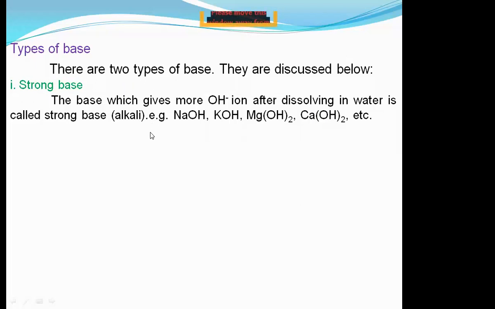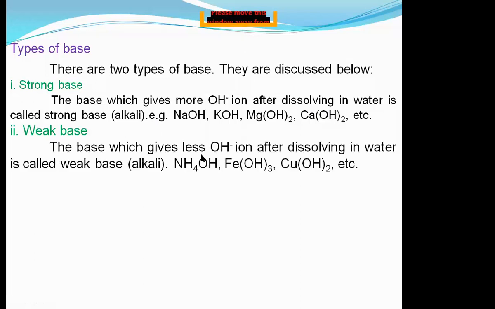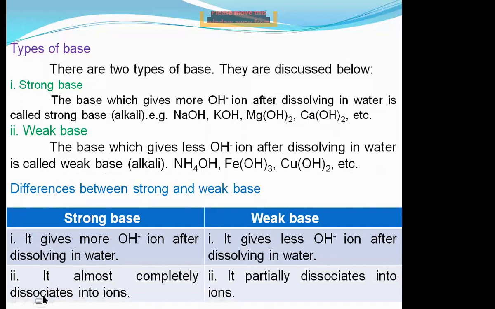After then, weak base. Same, the base which gives less OH minus ion after dissolving in water is called weak base, and weak bases are NH4OH, Fe(OH)3 or ferric hydroxide, copper hydroxide, etc. The difference between a strong base and weak base I have written here. A strong base gives more OH minus ion after dissolving in water. A weak base gives less OH minus ion after dissolving in water.